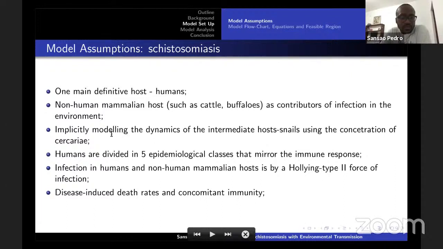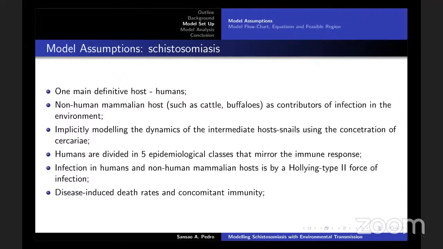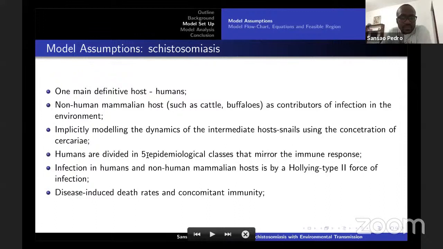We did not model cercaria explicitly, just to reduce the complexity of the model that would come out. We divide humans into 5 epidemiological classes that mirror the immune response, more specifically to include concomitant immunity.